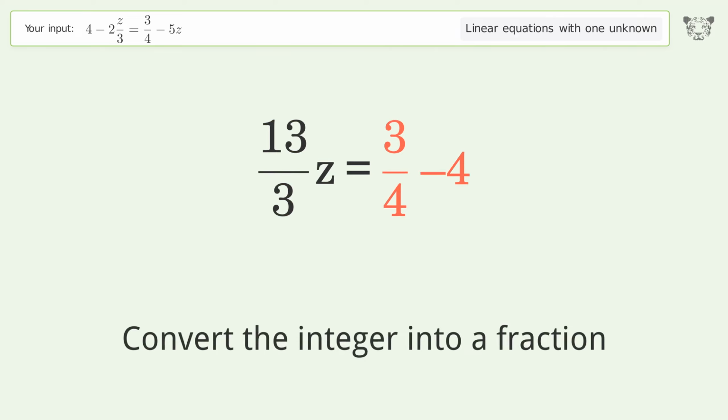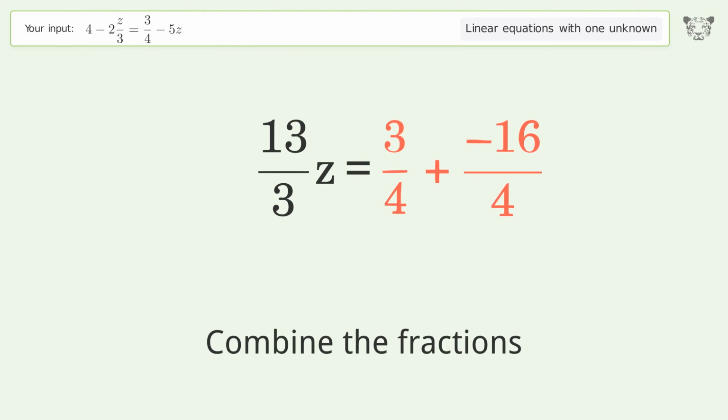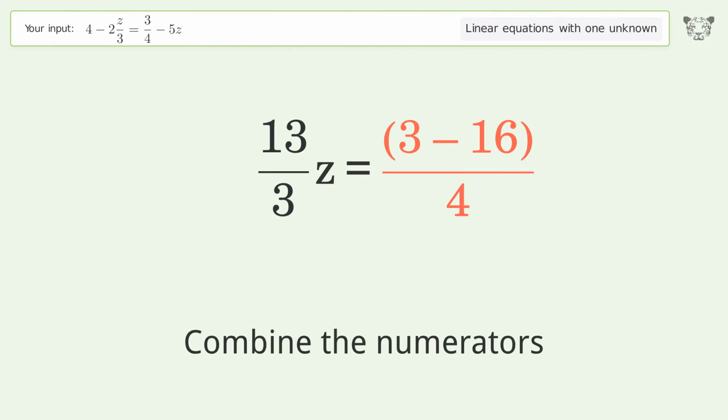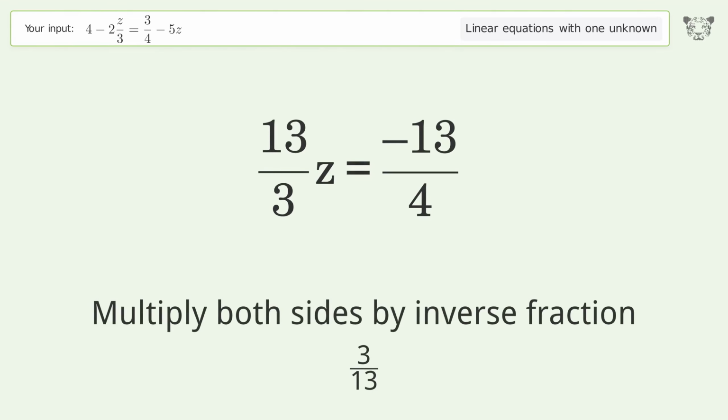Convert the integer into a fraction. Combine the fractions. Combine the numerators. Isolate the z. Multiply both sides by the inverse fraction 3/13.